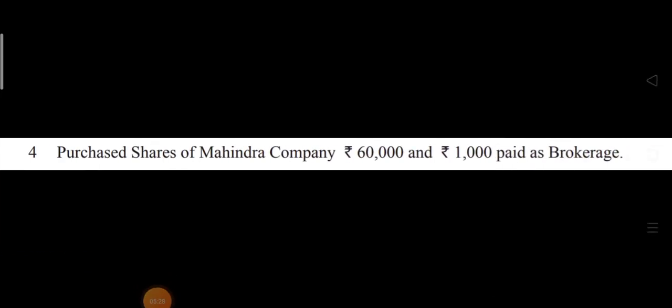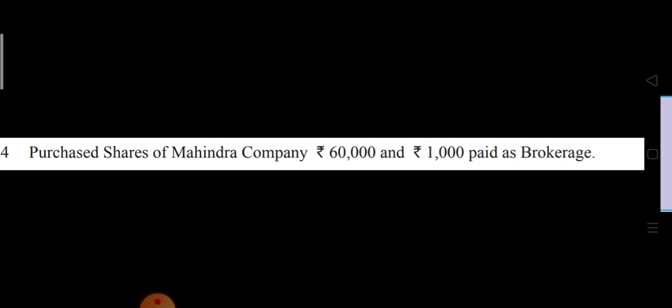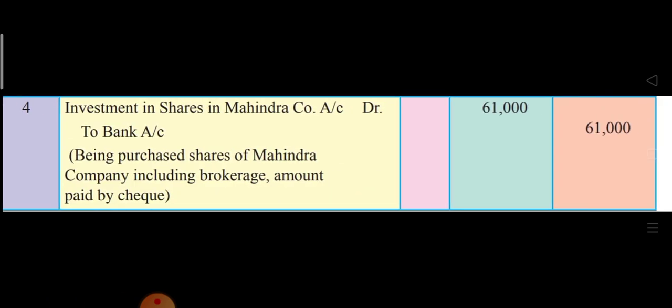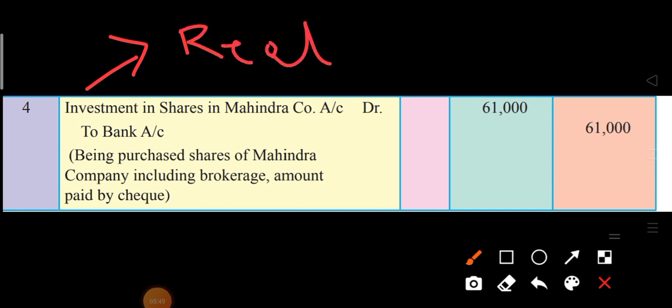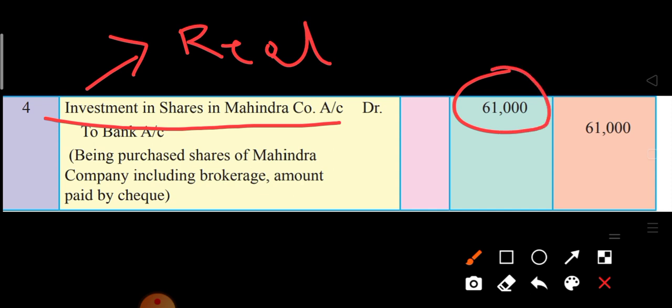Purchased shares of Mahindra company for rupees 60,000 and 1,000 paid as brokerage. We have purchased some shares from Mahindra company, so it is one type of investment in shares. Investment in shares is one type of real account. As per the real account rule, debit what comes in. So investment came to me for rupees 60,000 with 1,000 brokerage. That much money I spent, so that amount of investment became mine.